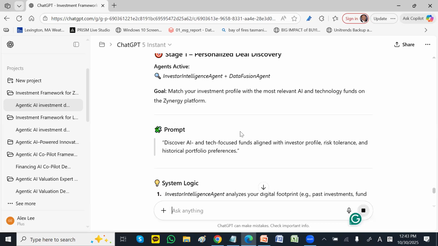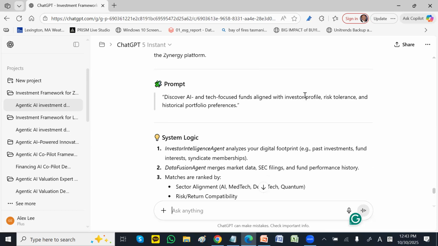So it gives you something very similar, right? Based on the current profile, the most relevant AI and technology fund on the G Energy platform is not specifically healthcare. They invest in all types of AI, so they are focused on AI. It covered relevant AI, including AI and healthcare. So an AI and tech-focused fund aligns with the investor profile, risk tolerance, and fiscal preferences.